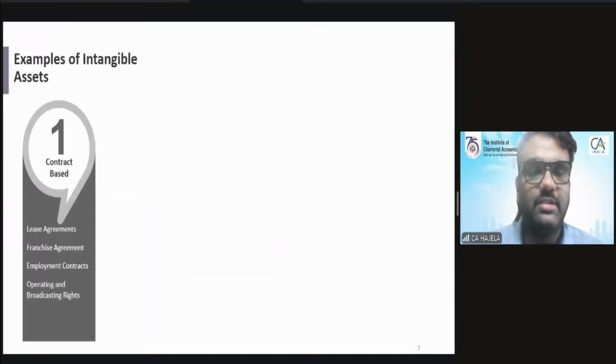Now, a few examples of intangible assets. I've tried to create certain buckets, largely five or six buckets of intangible assets, and then a couple of examples for each bucket. So let's talk about contract-based. Contract-based intangible assets are something that gives us an economic benefit for upcoming years. It brings us benefit, we control that, and it is without any physical substance.